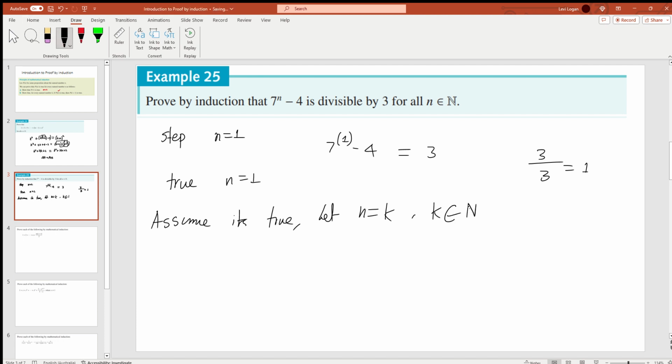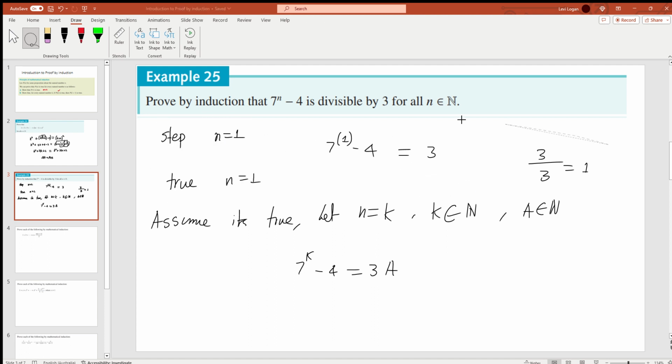And what I'm going to do now is actually introduce another letter. So since it's divisible by 3, 7 to the power of k minus 4 is equal to 3 times some number a. So I'm also going to introduce another number, a, where a is also a natural number. Okay. So once we've done that bit, what we're going to do is the exact same bit and prove pretty much for k plus 1.